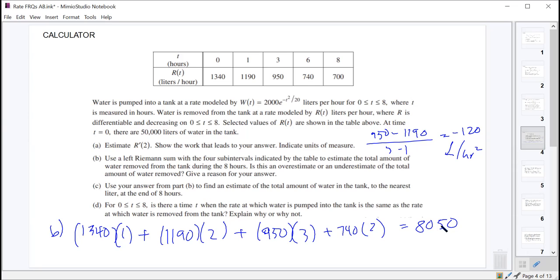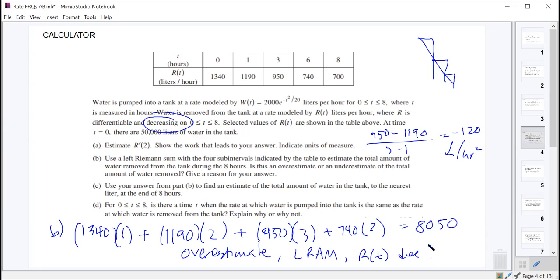Well, this function is a decreasing function. A left Riemann sum on a decreasing function will overestimate. So you would write that it is an overestimate because R of t is decreasing, and it's a left Riemann sum. Everybody get that? According to the scoring guidelines, 8,050 is right.